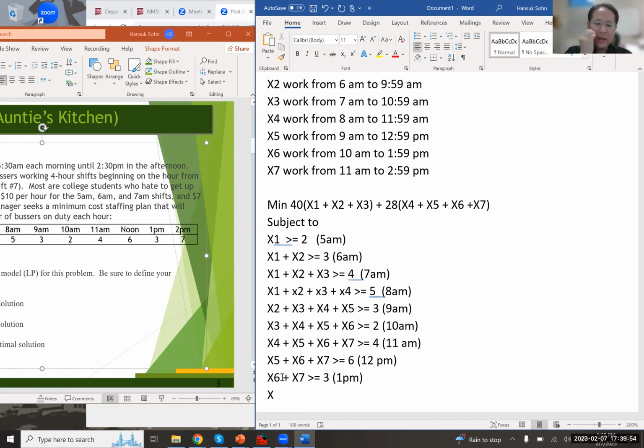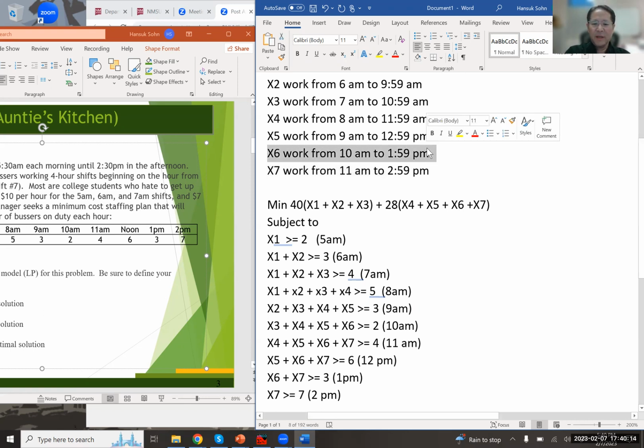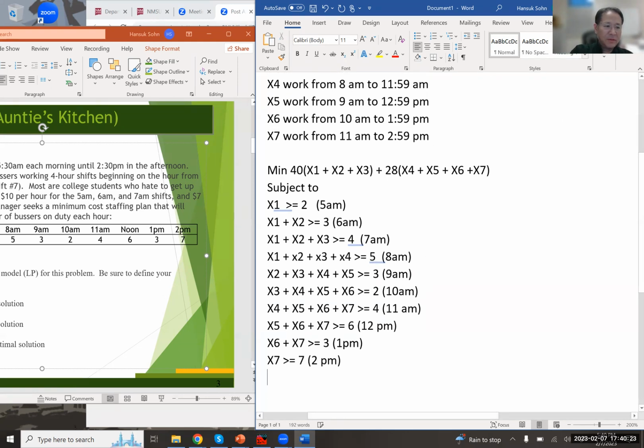Likewise, for 2 p.m., X7 is the only group working at 2 p.m., so it's going to be at least 7. Because here, X6 does not work at 2 p.m.; they work from 10 a.m. until 1:59 p.m. Okay, so that's all for our constraints.